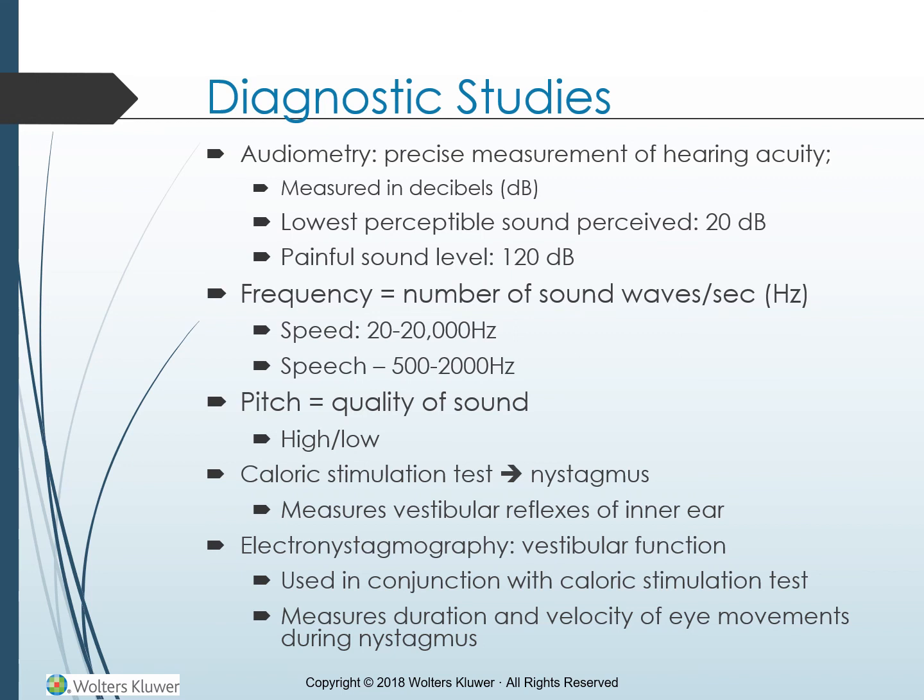Electron nystagmography is a more precise method for evaluating vestibular function, the mechanisms that facilitate maintaining balance. It is performed in conjunction with caloric stimulation. When the fluid is instilled within the ear, a machine records the duration and velocity of the eye movements with electrodes attached superiorly, inferiorly, and laterally about the eyes.